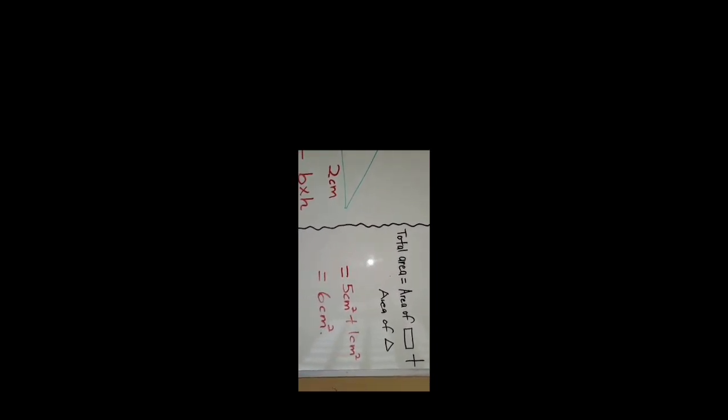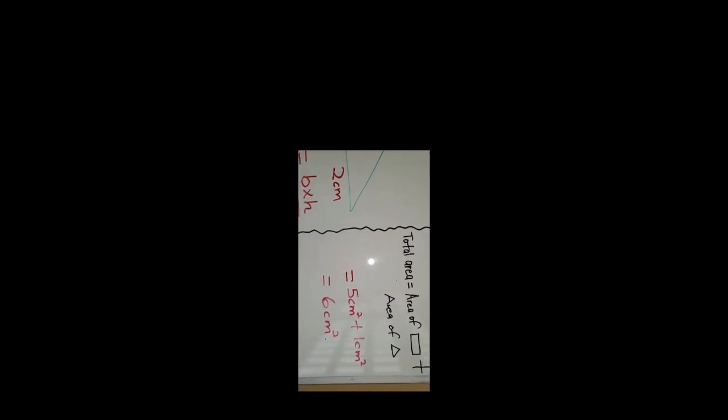So we have group 3 now. Remember, we're finding the area of the composite shape. So how do we find that? Is by adding the rectangle and triangle together. The rectangle is 5 cm square plus 1 cm square give you 6 cm square. Excellent job, group 3. So you guys have done well. Excellent job for each and every group.